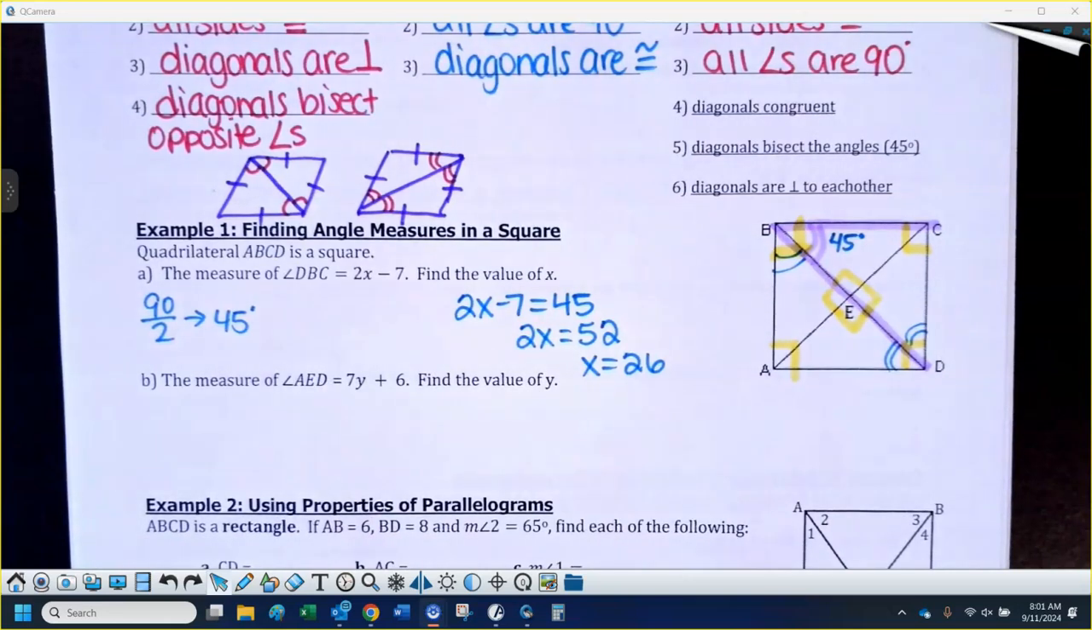Basically, anytime you're working with a square, if you have the diagonals drawn in, all the corner angles where the diagonal bisects there are going to be 45 degrees. So 45 or 90, those are the numbers you want to use with the square.